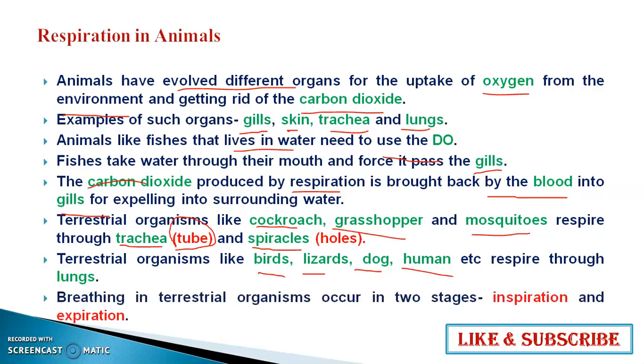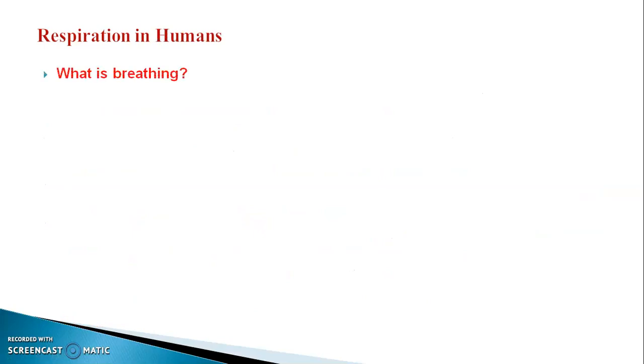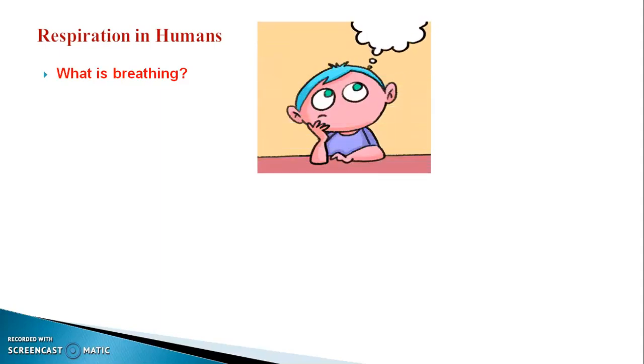Now, if we move towards the mechanism, the activity, how exactly breathing occurs in terrestrial organisms. Breathing occurs in two stages. One is inspiration and the other is expiration. These are the two stages of breathing in terrestrial organisms. Now the question is, what actually is breathing? Let's think.